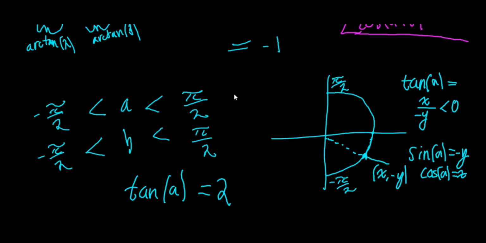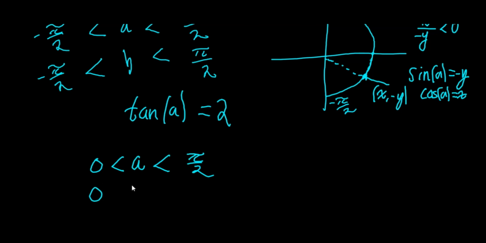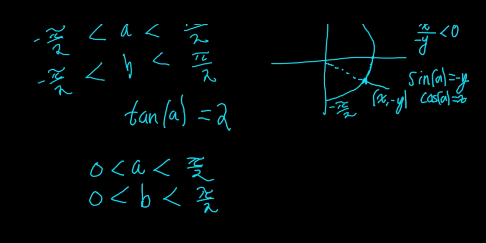So that means the following. This tells us that A has to be strictly greater than 0 and strictly less than pi over 2, and we can apply the same reasoning to conclude that B has to be strictly greater than 0 and strictly less than pi over 2.